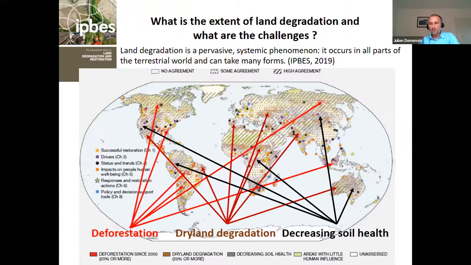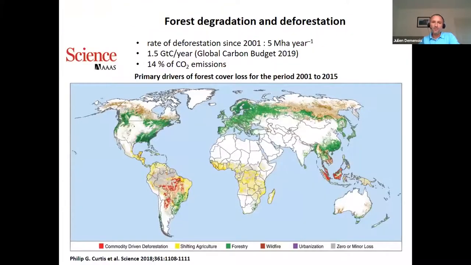Now let's have a closer look at some of those drivers of degradation. First, forest degradation and deforestation. We have to keep in mind that the rate of deforestation since 2001 is about 5 million hectares per year, which is, of course, a high rate. In terms of impact on climate, this implies a release of about 1.5 gigatons of carbon each year, according to the Global Carbon Budget. That is about 14% of global CO2 emissions.